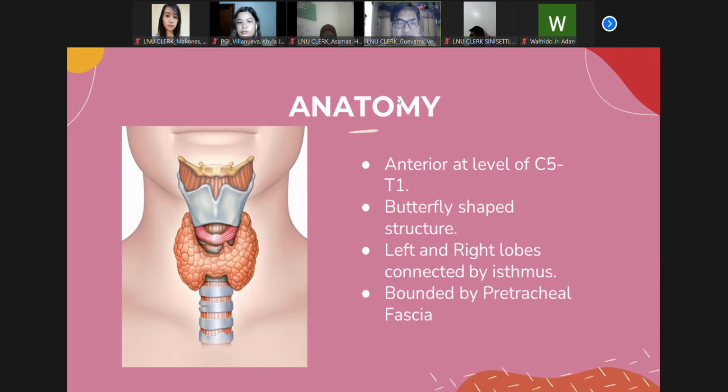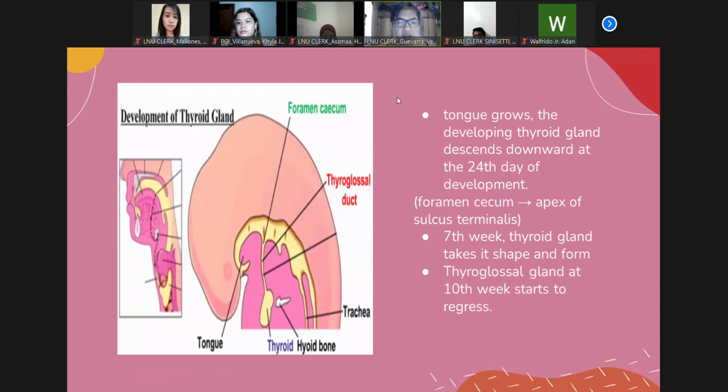Next slide po. Now for the embryology: as the tongue grows, the developing thyroid gland descends downward in the neck. It descends anterior to the developing hyoid bone and laryngeal cartilages through the thyroglossal duct.